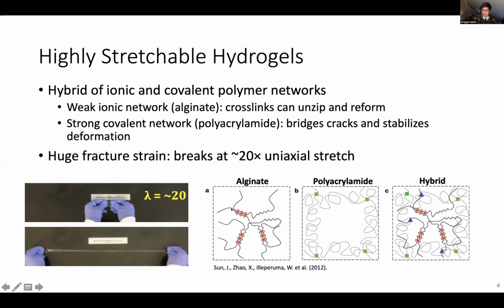And then this figure on the bottom right is a closer look at the chemical structure of these gels. So we have the ionically bonded alginate, which is held together by these calcium ions. And then we have the covalently bonded polyacrylamide, which is held together by covalent bonds. Here they're green squares. And then in the hybrid gel, we also have, again, both the ionic bonds and the covalent bonds, and then also bonds between the two networks, which are these blue triangles.